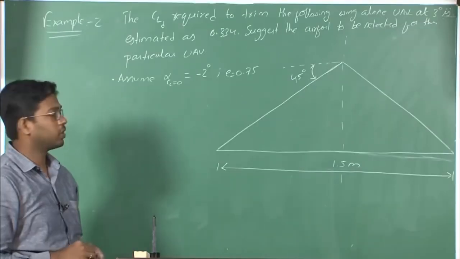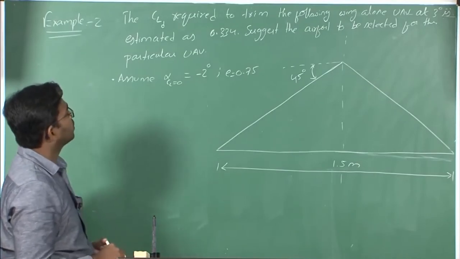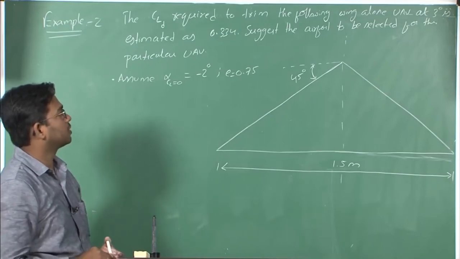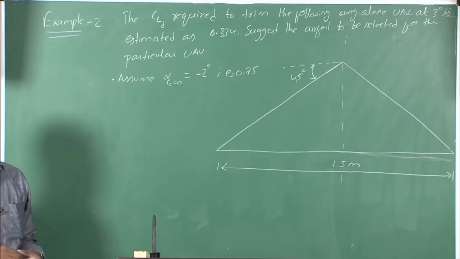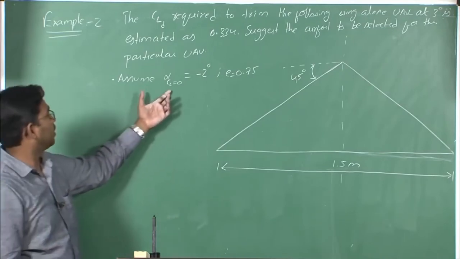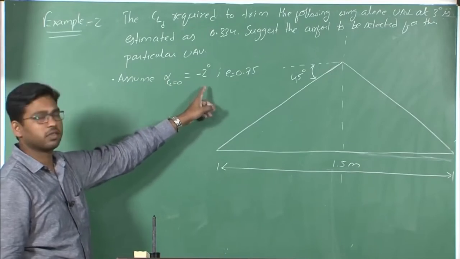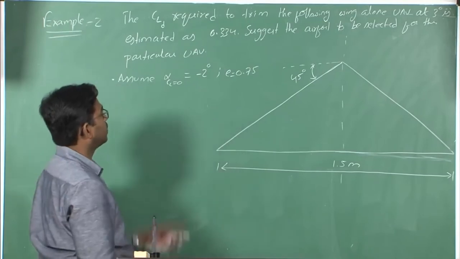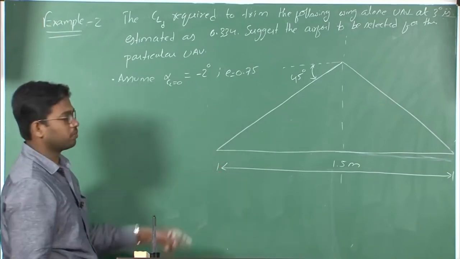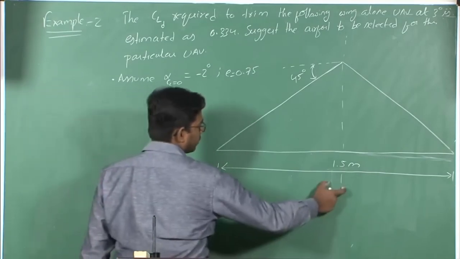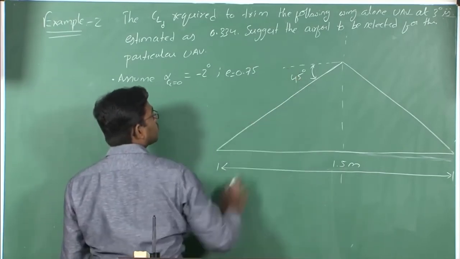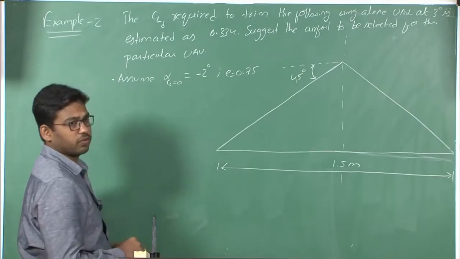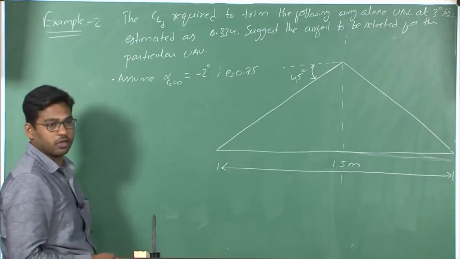Now, let us consider this example too. The CL design required to trim the following wing alone UAV at 3 degrees is estimated as 0.334. Suggest the airfoil to be selected for this particular UAV, right. It is also given that alpha at which CL is equal to 0 is minus 2 degrees and the Ostwald's efficiency is 0.75. Now, this is the planform that has been given. The UAV is with the triangular planform here, right. So, we know what is the span of this and a leading edge sweep of 45 degrees is given, right. With this information, we need to suggest an airfoil, which means how do you suggest an airfoil?